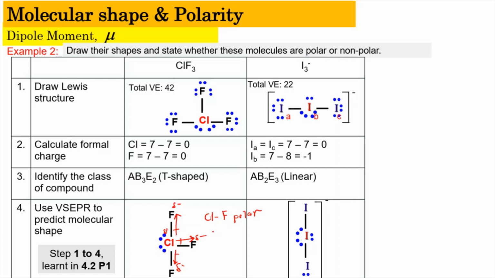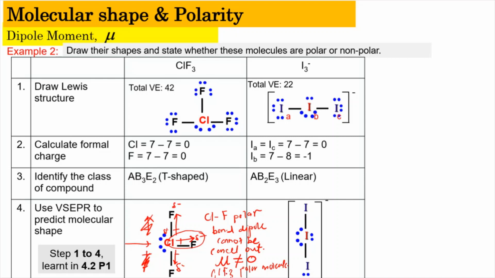However, the bond dipoles cannot all be cancelled out. The above and below here can be cancelled out. Let's say 10 Newton and 10 Newton, so they're going to be cancelled out. However, you have the resultant on the right hand side. So overall, the mu here is not equal to 0. And as a result, the ClF₃ is a polar molecule.